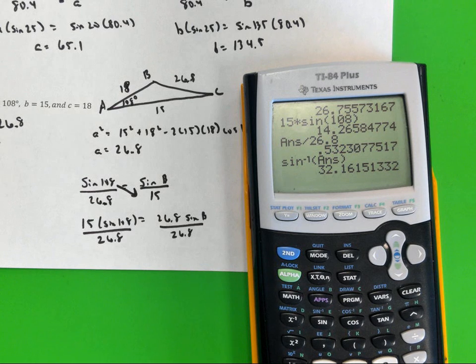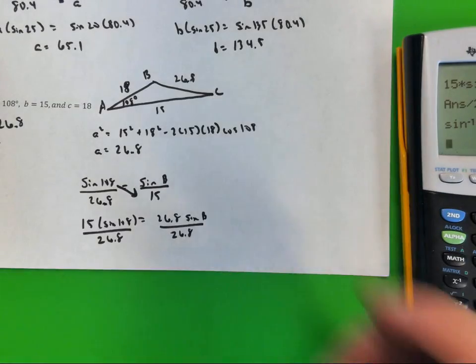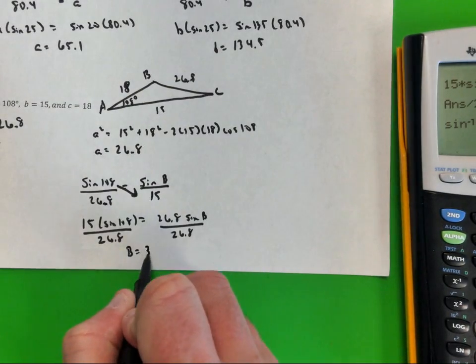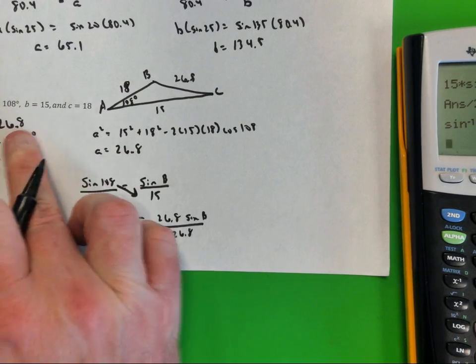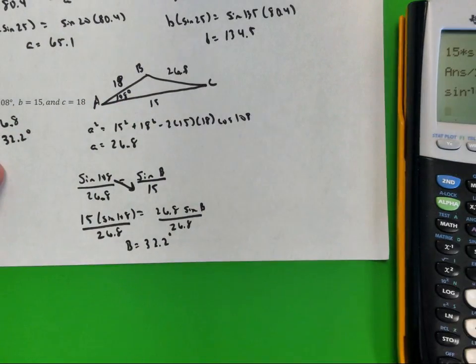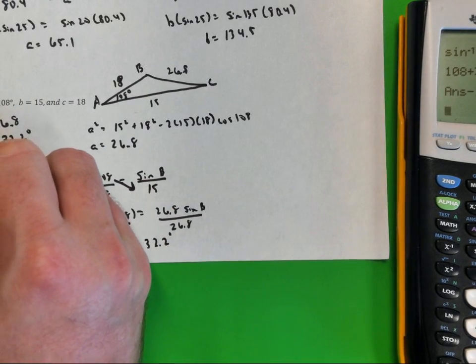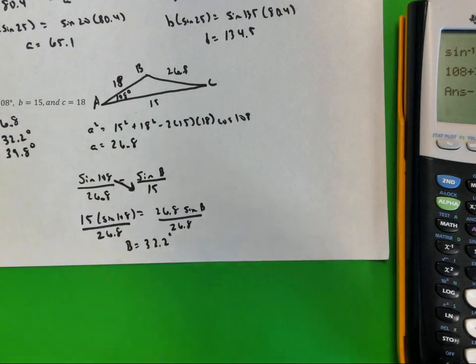Does that make sense? Good. So that's going to be 32.2. So angle B is 32.2 degrees. Now that I know angle B and I know angle A, how can I find angle C? Add them up and subtract from 180. And I get 39.8 degrees.